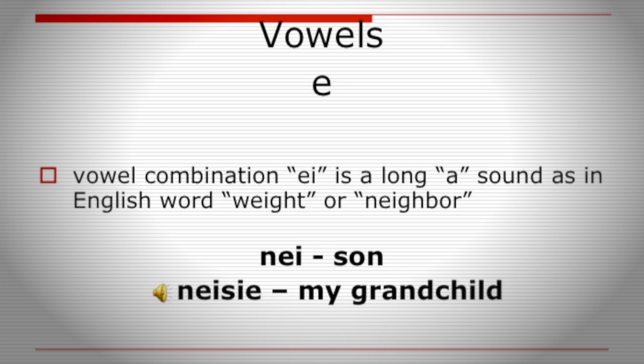Then for my grandchild, listen carefully because we have two vowel combinations here. Nay, sia. Nasia. Okay. We're getting to I.